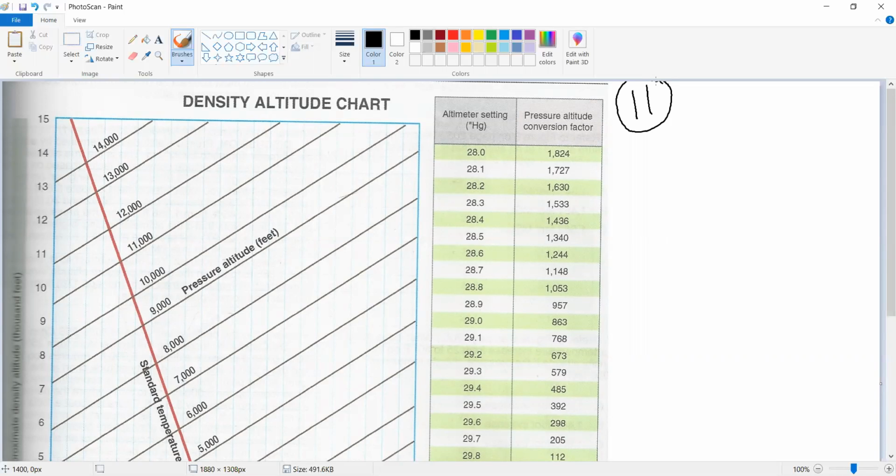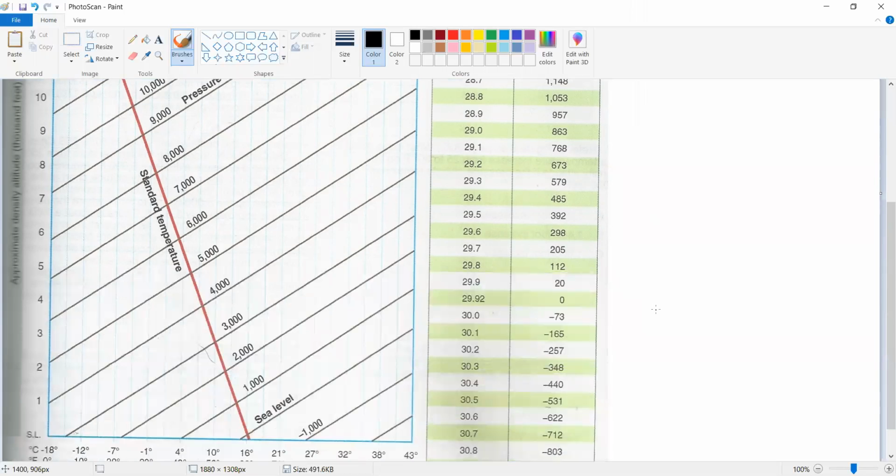So let's look for the altimeter setting. The altimeter setting for this question is 30.35. So we do not have 30.35. It would go in between 30.3 and 30.4. Since that is not there, we need to find out what it would be. It would be exactly halfway in between, so we can find the average, or the mean rather, of these two numbers.